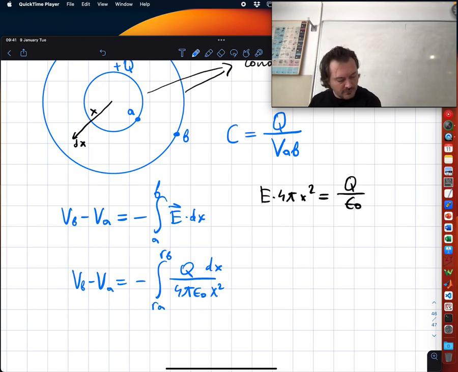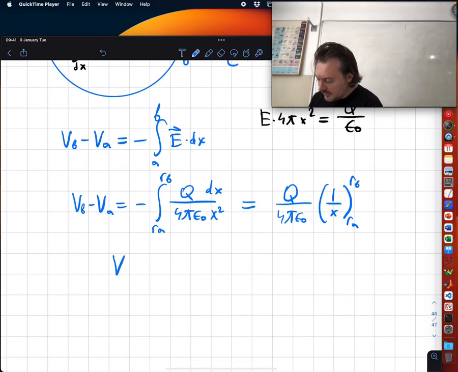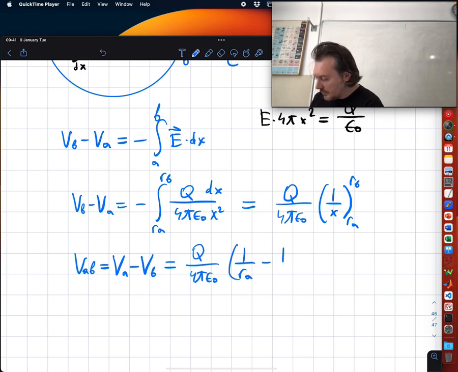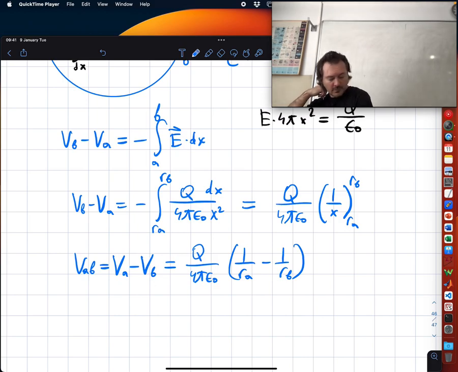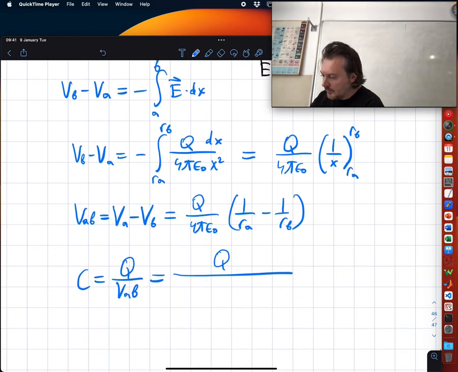Yes? So this tells us that VB minus VA is Q over 4 pi epsilon 0 times 1 over x evaluated at RB and RA. Let me reverse it. VA minus VB, which is VAB, is Q over 4 pi epsilon 0, 1 over RA minus 1 over RB. And the capacitance is Q over VAB. That's simply Q over this whole thing.